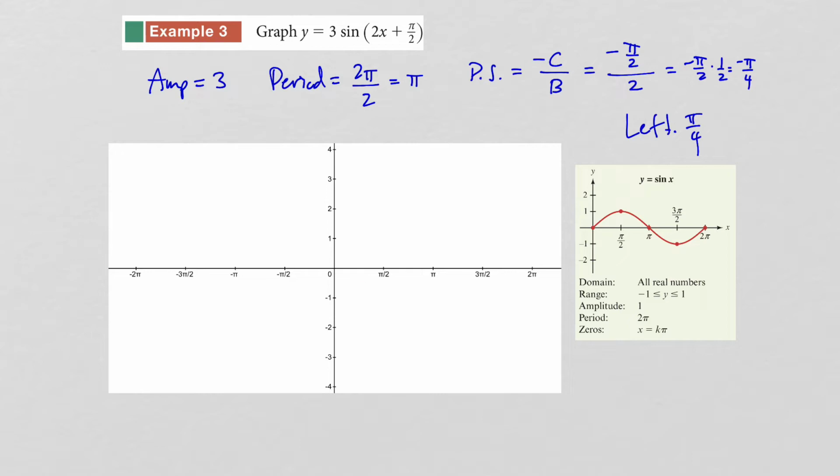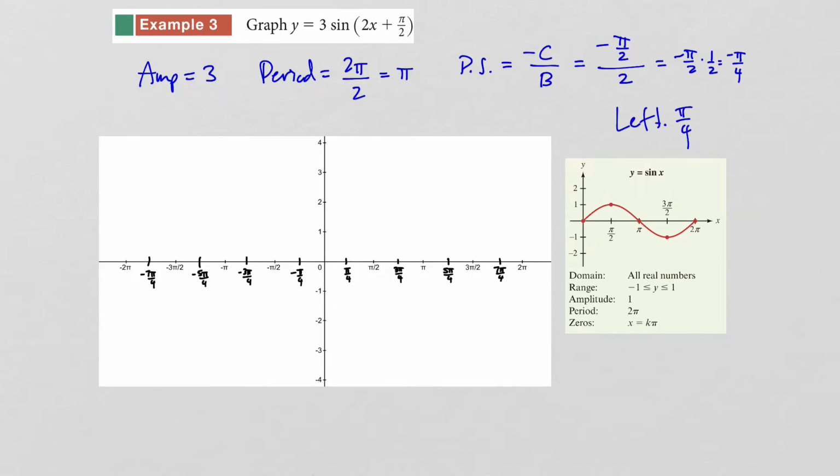So let me come in and put some marks. So this is pi over 4. This will be 3 pi over 4, 5 pi over 4, 7 pi over 4. And here is negative pi over 4, negative 3 pi over 4, negative 5 pi over 4, and negative 7 pi over 4. So let's go ahead and label those.